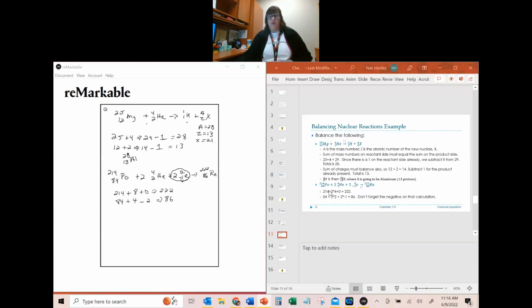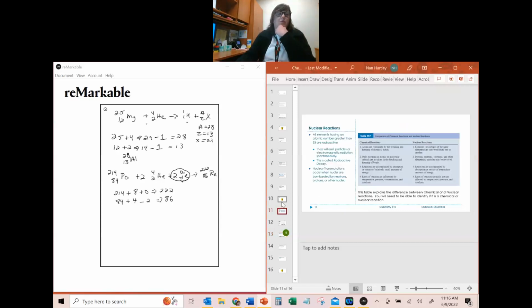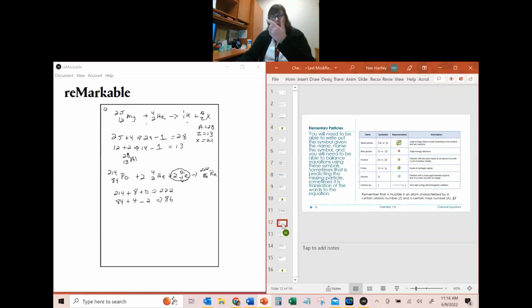All right. Questions, comments, problems on the balancing of nuclear? Hopefully not. To me, this is extremely straightforward as long as you know what the particles are. So again, that set of particles is going to be important to you, and that's that one right there. Knowing what they are, being able to identify them and write them out, is going to make it so that you can do the balancing of this.